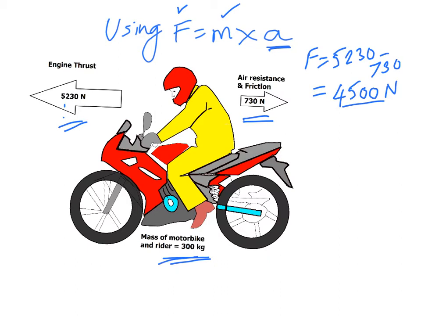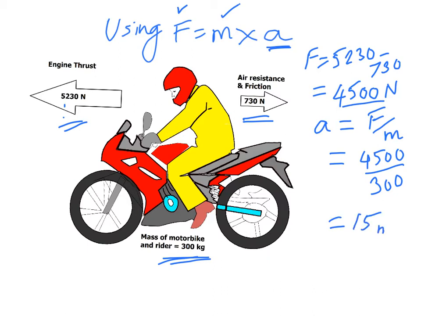Okay, so you have the resultant force as well as the mass here. So a, if you rearrange this equation, F equals ma, as before, you can use the triangle. You get F divided by m. As I said earlier, it's useful to show your working. F is 4,500 and the mass is 300. So that gives you 15 meters per second squared. So that is the acceleration of this motorbike for the given resultant force.